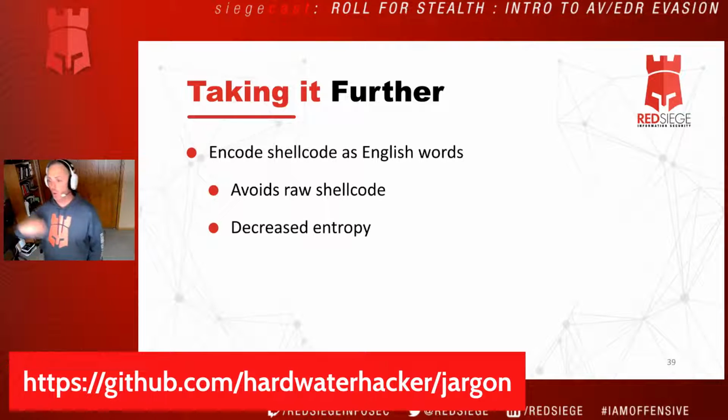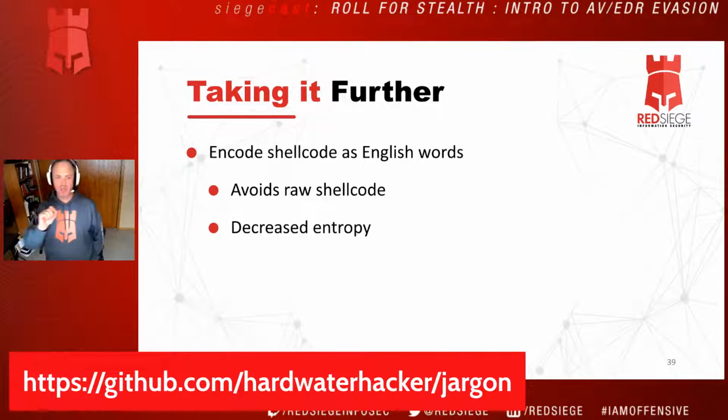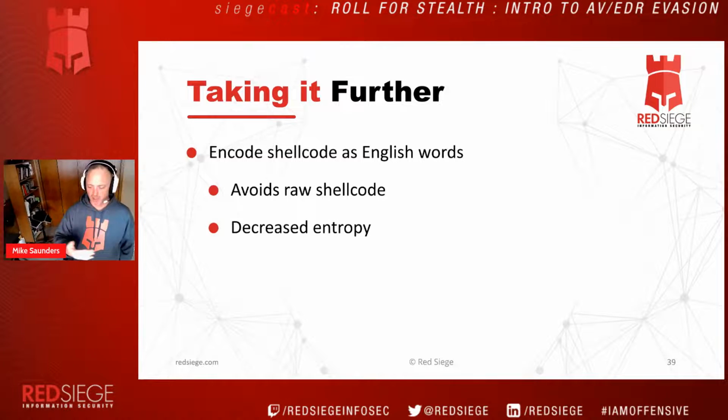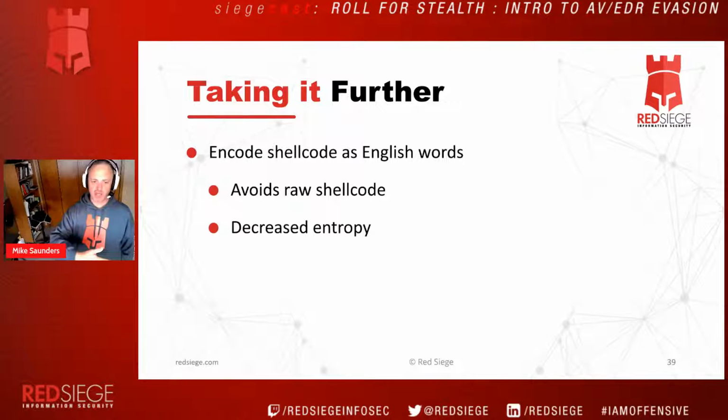So how or what is Jargon? Jargon takes shellcode. It encodes those words. Each byte of shellcode is English words. And as a result, we avoid having any raw shellcode in our payload. And because we're using words, and we know that languages are not random, they're lower in entropy, we're going to have a lower entropy payload than we would have if we used encrypted shellcode.